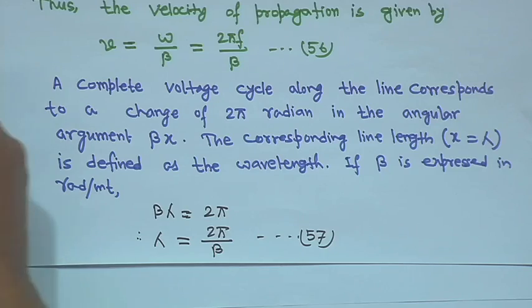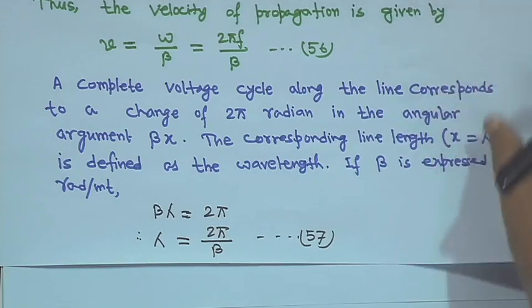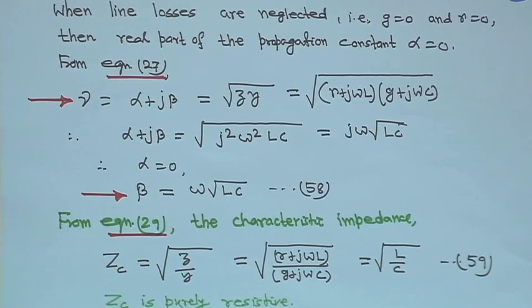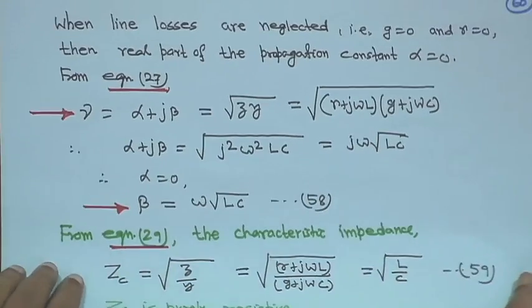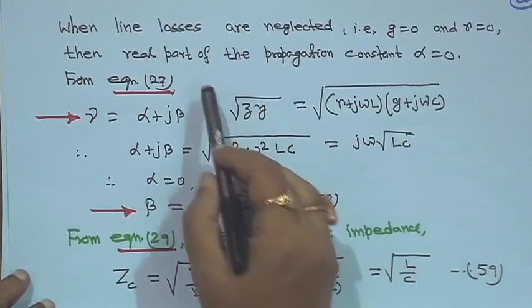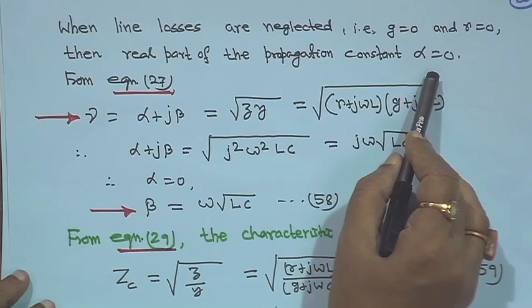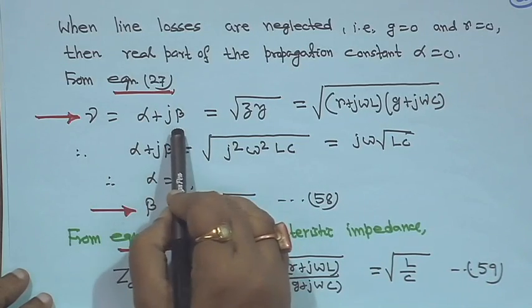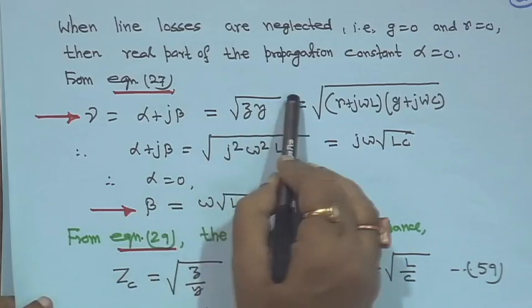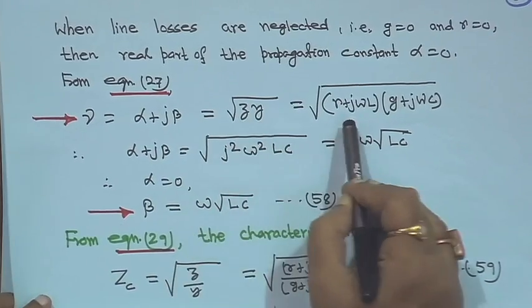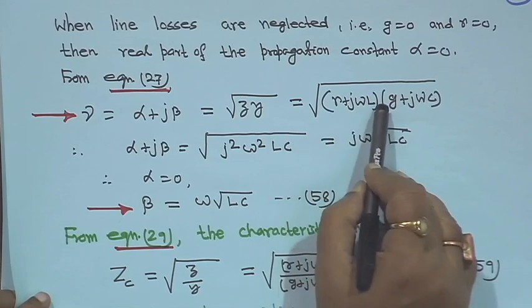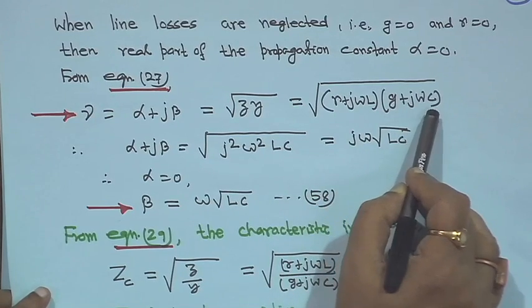Now, some more important things. While line losses are neglected, that means G should be 0 and R should be 0. In that case, if line losses are neglected, then the real part of the propagation constant, alpha, will become 0. From equation 27, gamma is equal to alpha plus j beta, that is equal to root over small z small y. All the nomenclature was given in the beginning of this topic. So, root over r plus j omega l into g plus j omega c.